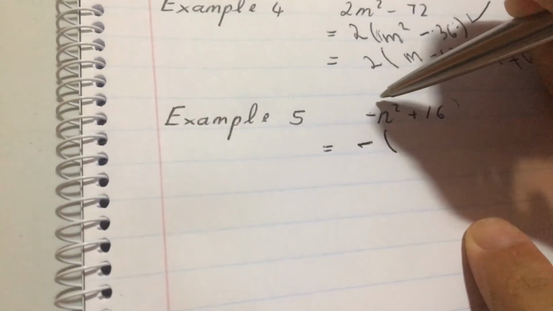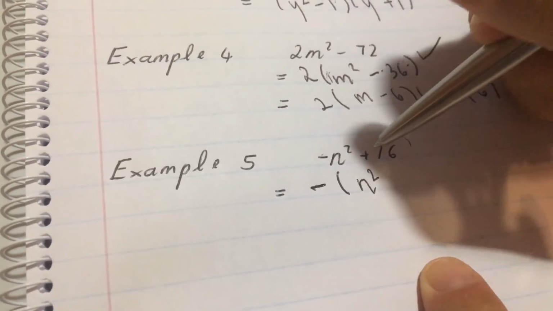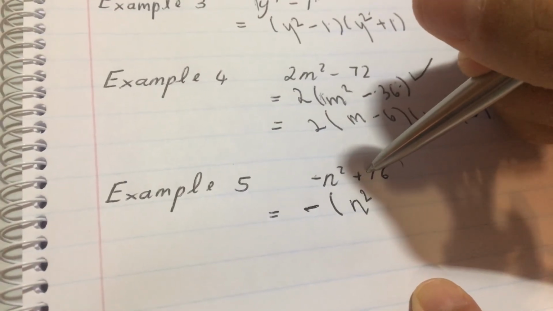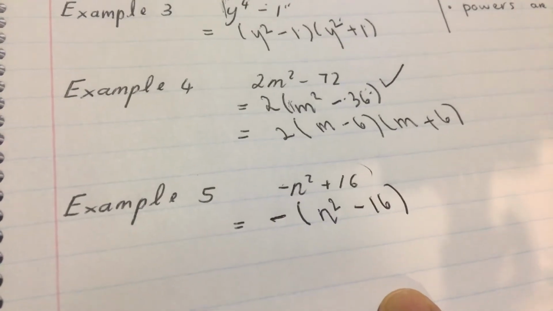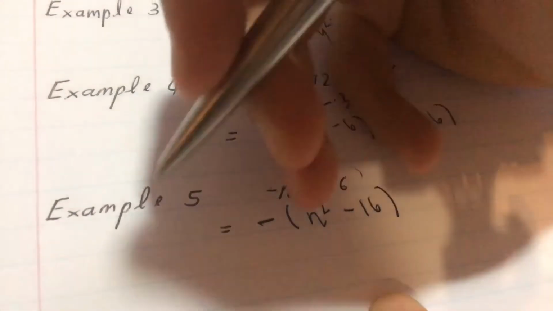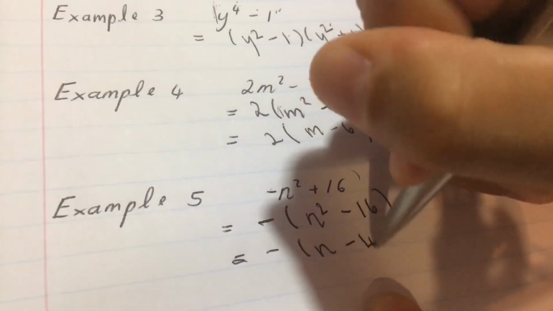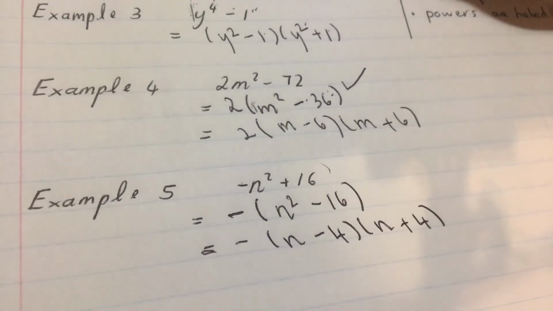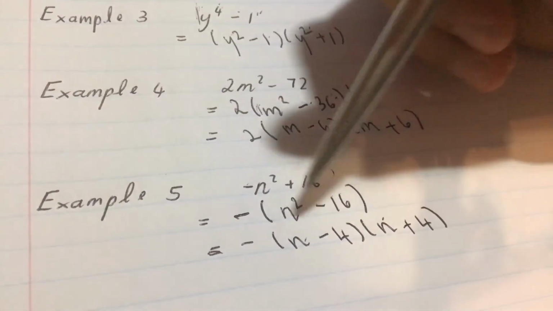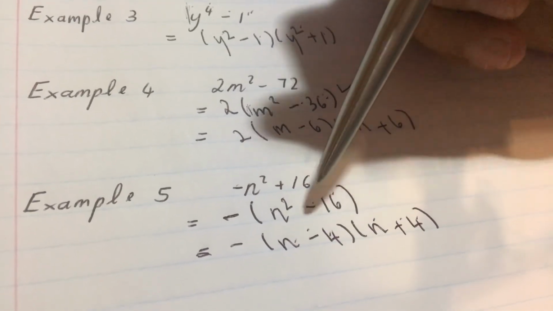I have introduced a negative, and this was negative n squared. What will it change to now? It will change to n squared. And this was plus 16. Now what will it change to? Minus 16. And now what is that? That is a difference of two squares. So my final answer will be negative, open bracket, n minus 4, n plus 4. Difference of two squares. n times n gives me n squared, 4 times 4 gives me 16, a negative and a positive times a positive and negative.